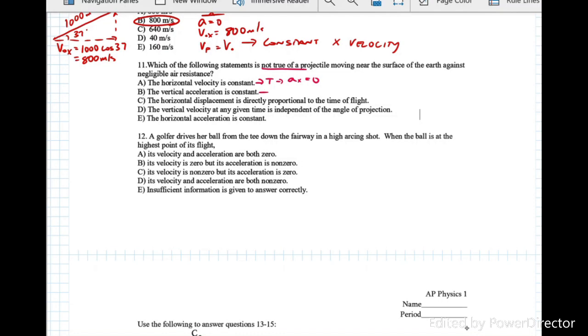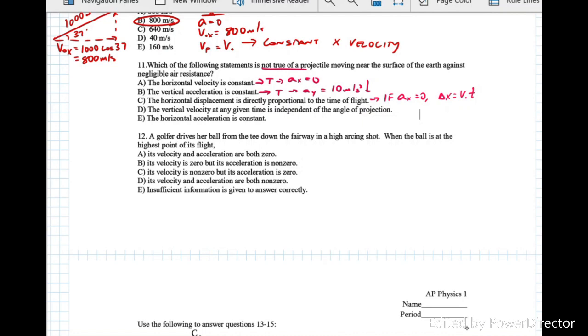The vertical acceleration is constant. That's also true. In the vertical direction, the acceleration is always 10 meters per second squared down. That never changes. The horizontal displacement is directly proportional to the time of flight. Look at this. If the acceleration in the x direction is 0, horizontal displacement, delta x, is equal to velocity times time.